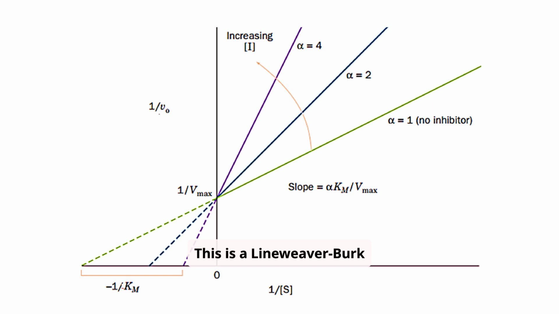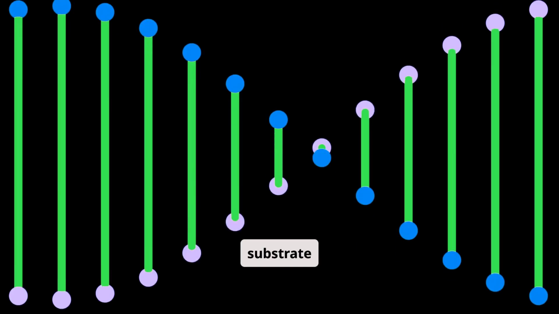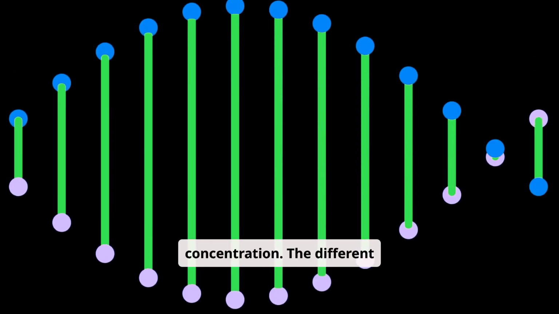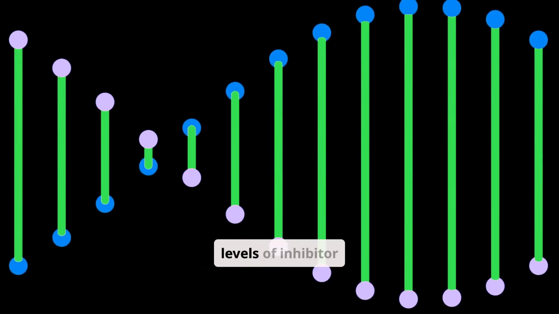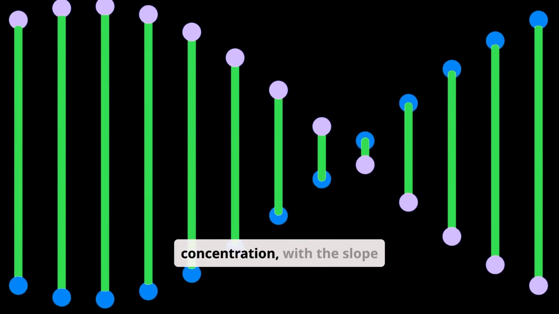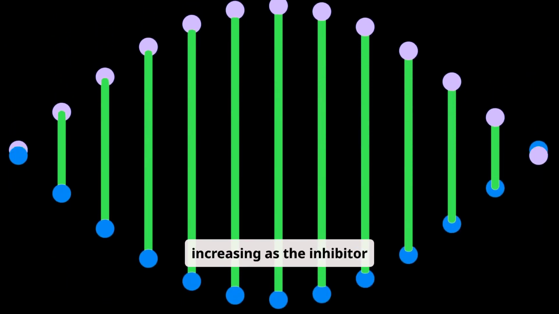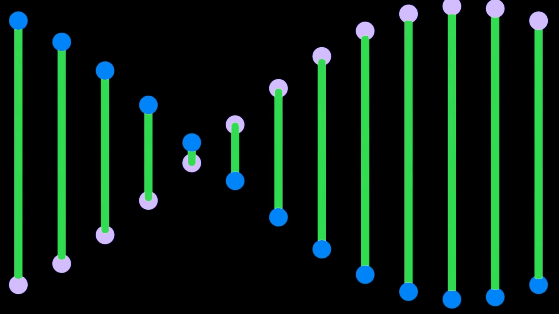This is a Lineweaver-Burk plot, a useful tool for visualizing enzyme kinetics. The plot shows the reciprocal of the reaction rate against the reciprocal of the substrate concentration. The different lines represent varying levels of inhibitor concentration, with the slope increasing as the inhibitor concentration rises.